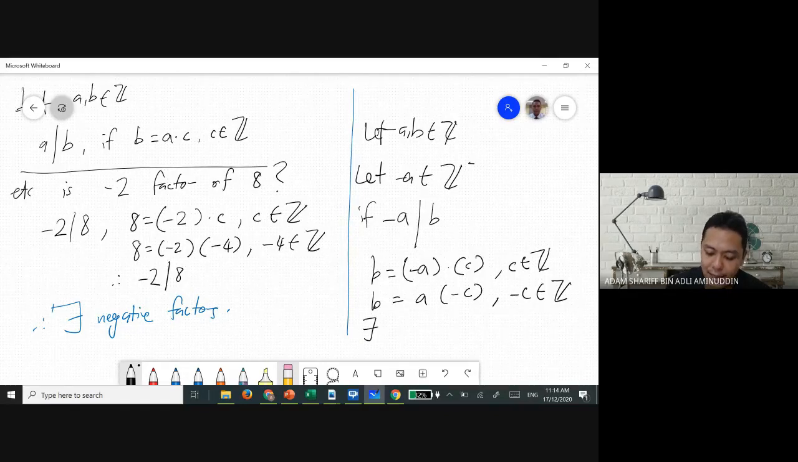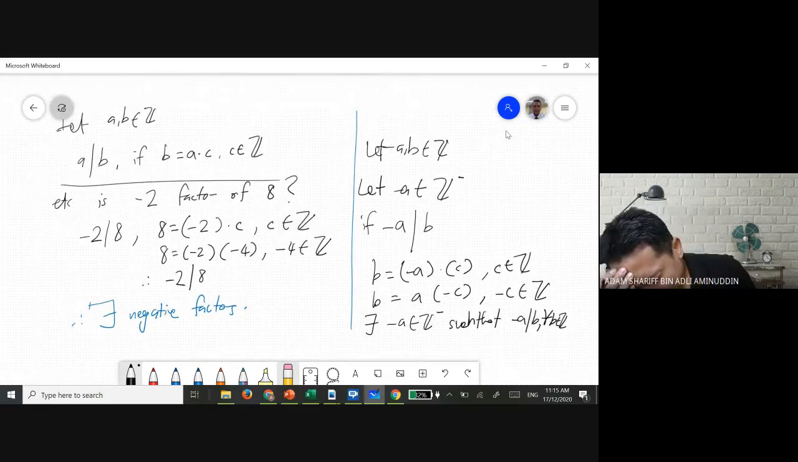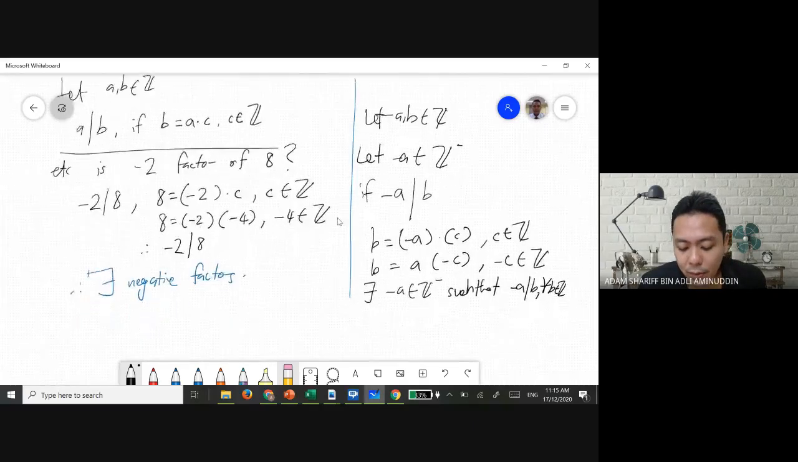As my conclusion, there exists negative integer such that for every B. Okay, ni idea pendek saya yang saya tak revise lah. Tapi penjelasan saya, jika A divides B, maka negative A also divides B. Okay. Jadi negative factor wujud, negative multiple pun wujud sebenarnya. Okay. Negative factor exists, negative multiple also exists. So we go back to soalan posed by your friend.